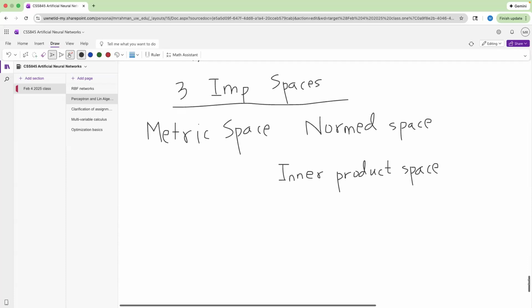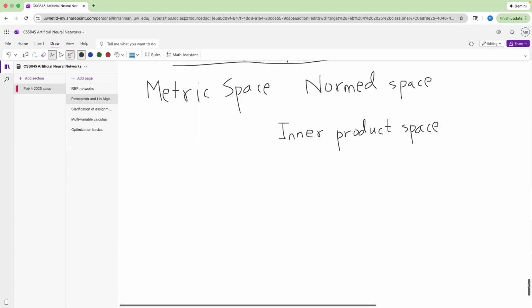Okay, so in general in machine learning, a lot of times you would be dealing with the very special space, which is R^D, which is kind of a Euclidean space, right? And R^D is special because it is a metric space, it is a norm space, and it is also an inner product space. So when you have R^D as your data and also your model space, then usually life is very good. You have all the structure that you need.